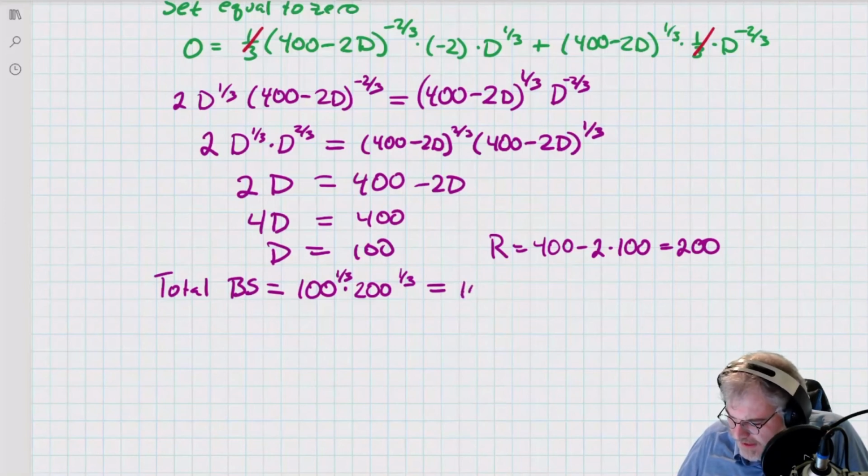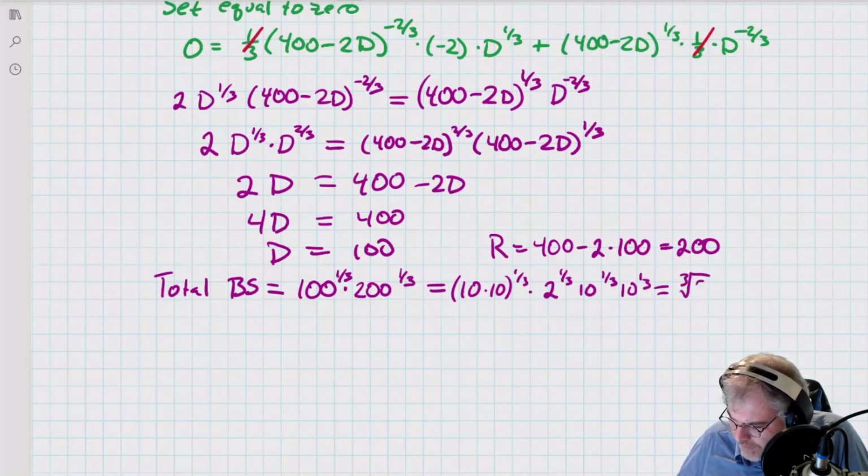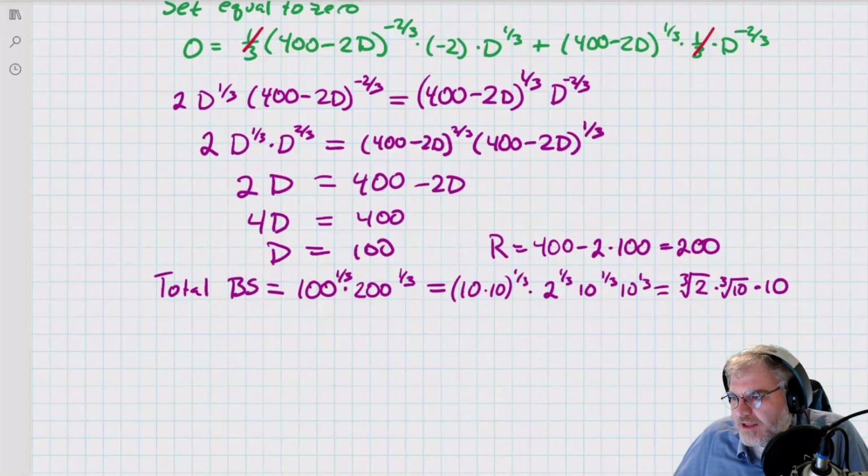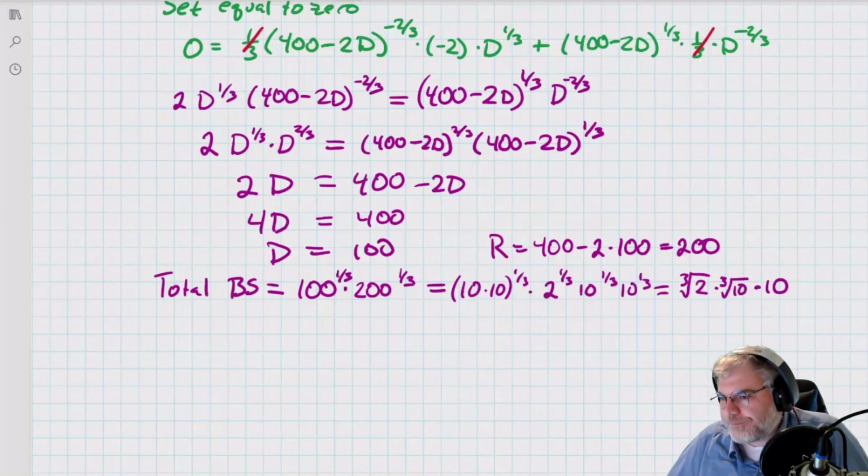Okay, so this is going to give me 10 times 10 to the 1/3 times 2 to the 1/3, 10 to the 1/3, 10 to the 1/3. There's just no easy way to do this. So this is the cube root of 2 times the cube root of 10, which is the cube root of 5 times, nope, nothing there, times 10. Ugly number. Calculator time, yes. Okay, that's what you wind up with.